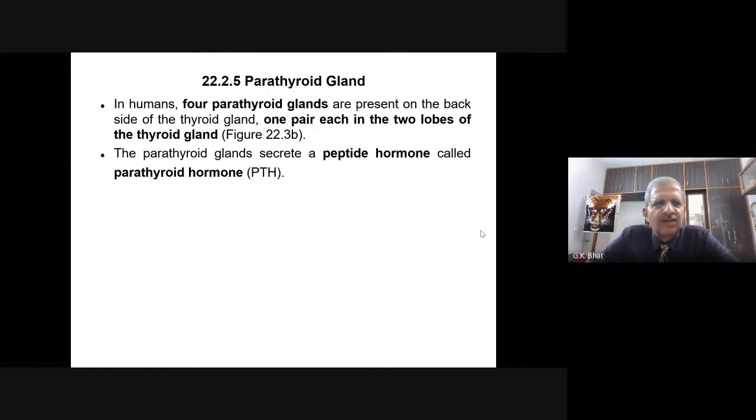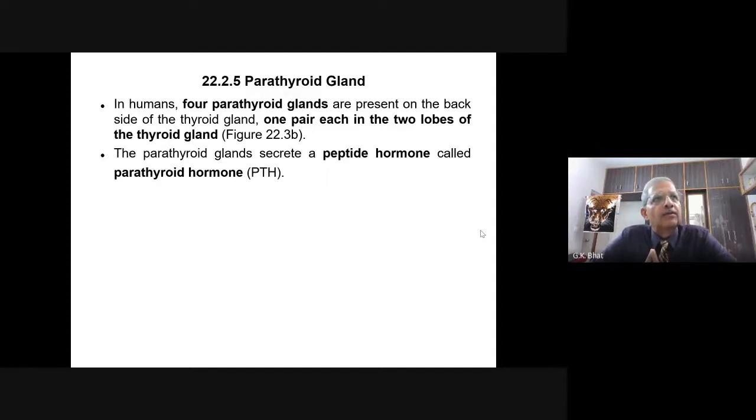In us, 4 parathyroid glands are present, and these parathyroid glands are present on the back side of the thyroid gland. That means on the dorsal side of our body. They are present one pair each in the 2 lobes of the thyroid gland. Let us see that picture.